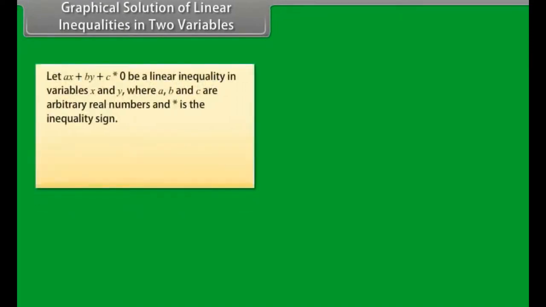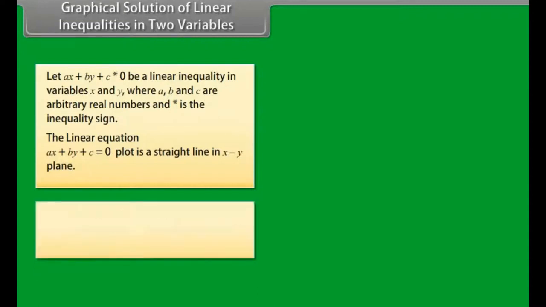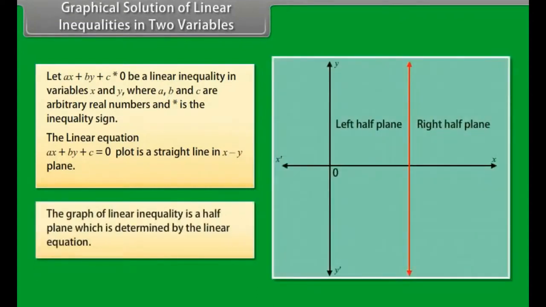Graphical solution of linear inequalities in 2 variables. Let ax plus by plus c star 0 be a linear inequality in variables x and y, where a, b and c are arbitrary real numbers and star is the inequality sign. The linear equation ax plus by plus c is equal to 0 plot is a straight line in xy plane. Below are the examples of straight line in xy plane, which divides xy plane into 2 halves. The graph of linear inequality is a half plane, which is determined by the linear equation.